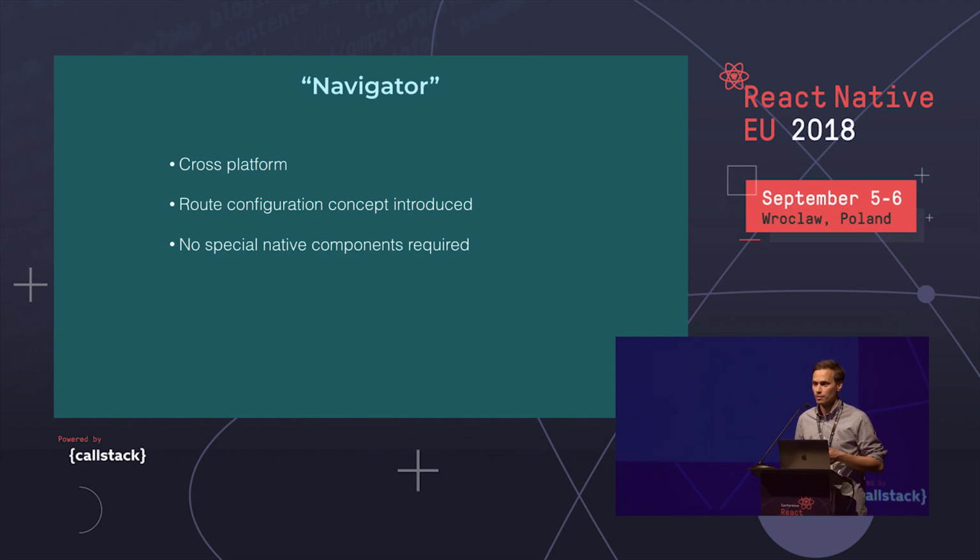It was a first cross-platform implementation. It has a concept of the route configuration, which is essentially like a map between route names and the components that renders whenever we push a certain screens. And then we would use the imperative API methods like push, pop, reset to control what's happening with the Navigator. And most importantly, they didn't require any specific native components. So given that we have the view layer implemented for Android, we could actually start using Navigator.